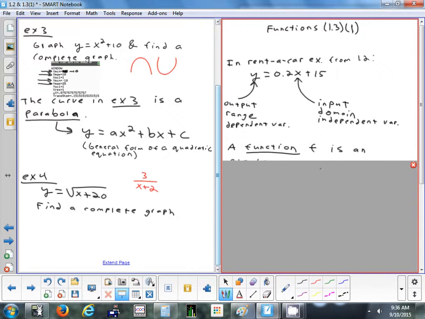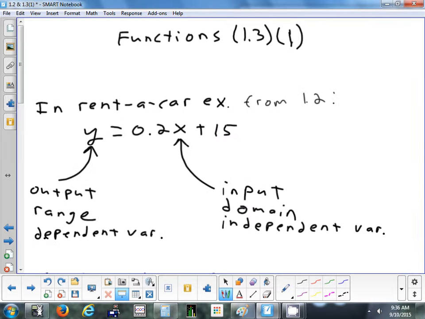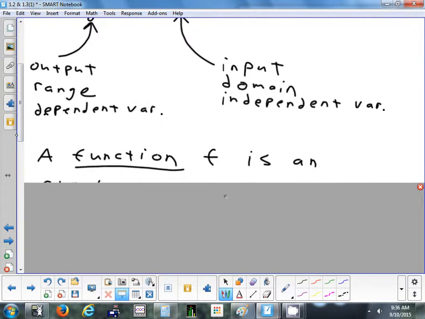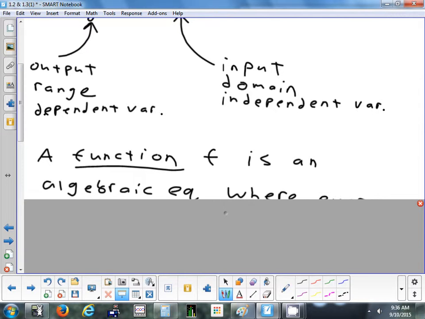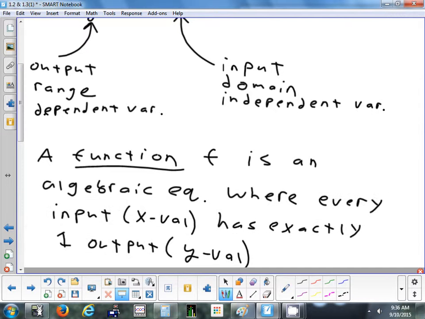Okay, so what is a function? Not every single thing we draw on the screen is necessarily a function. But the simple way to say if something is a function is every input has exactly one output. So every time you plug in a value for x, you get exactly one answer for y.